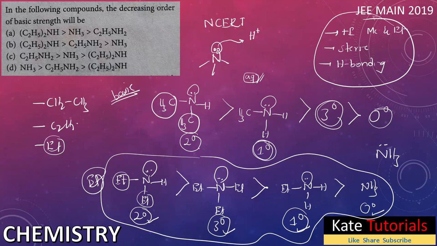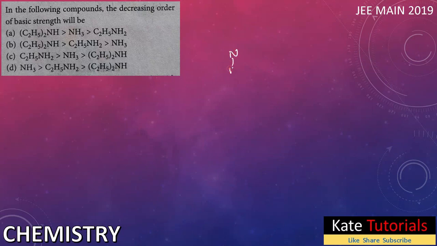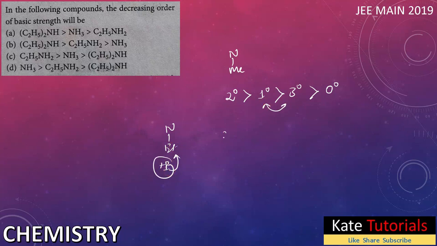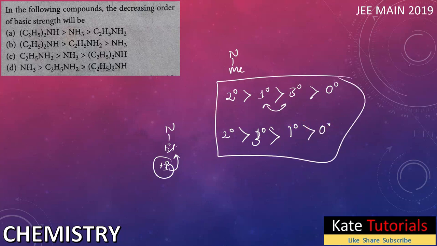Whereas when nitrogen is attached to methyl, it is secondary, primary, then tertiary, then 0°. So you just have to interchange these two. If you have remembered any one, what I have done is I remembered nitrogen attached to methyl. So the order is always secondary is more basic than primary, primary is more basic than tertiary, tertiary is more basic than 0°. In case of nitrogen attached to ethyl, just these two things reverse because of the plus effect of the ethyl group. So the order is secondary, then tertiary, then primary, and last comes 0°. So this is how I have made the trick and I have remembered it.